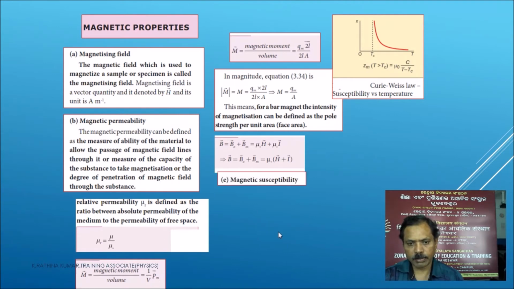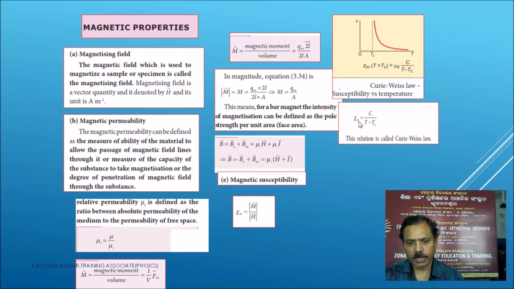Next, magnetic susceptibility. The symbol chi m is magnetic susceptibility, that is, the modulus of the magnetization divided by the modulus of the magnetic field. Then chi m can be written, in case of the temperature, as C divided by (T minus Tc). That is Curie-Weiss law. According to that, we can write the relation of susceptibility versus temperature, which is called the Curie-Weiss law.